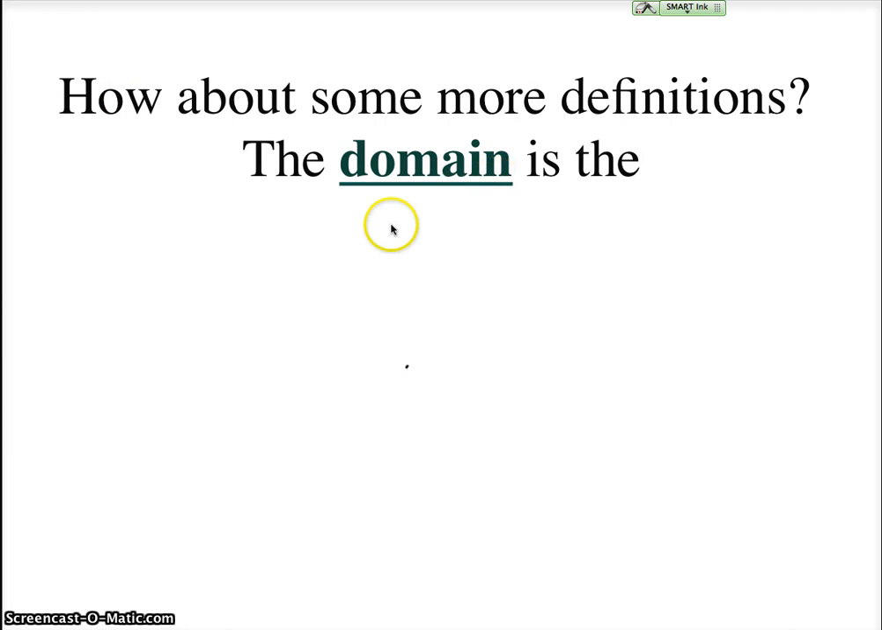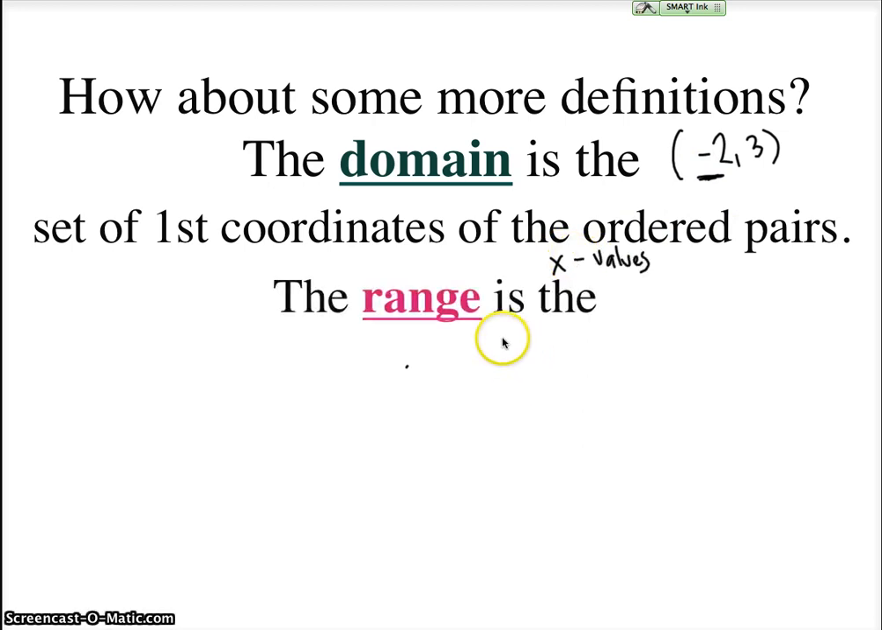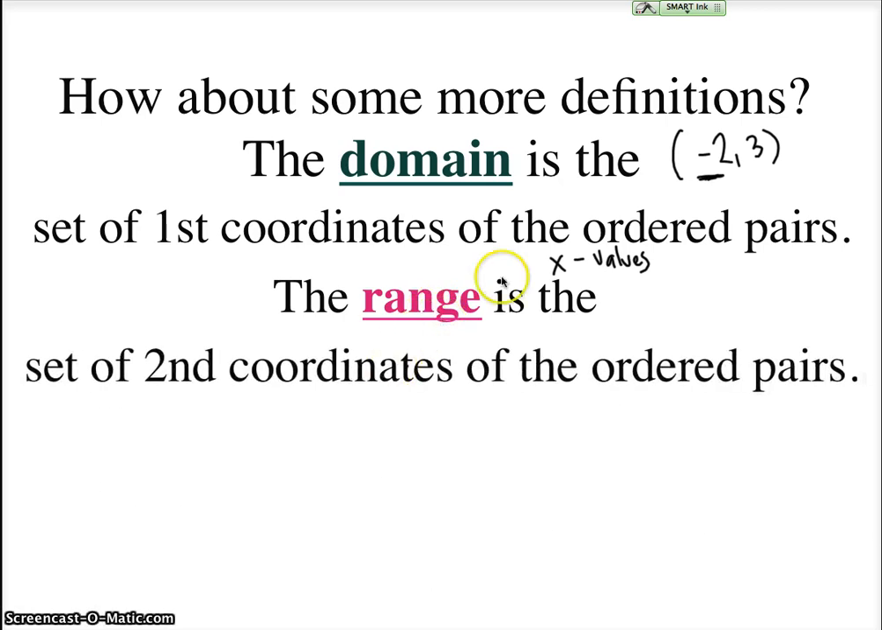The word domain, this is in the bottom left corner of your paper. The word domain particularly talks about the first set of coordinates in an ordered pair. Here's an ordered pair. I'll give you an example. Negative 2, comma 3. We're talking about the first set, the negative 2. So these are your x values. Okay, domain and range. Range is the second set. Well, here's a second set. So that means that these are your y values.